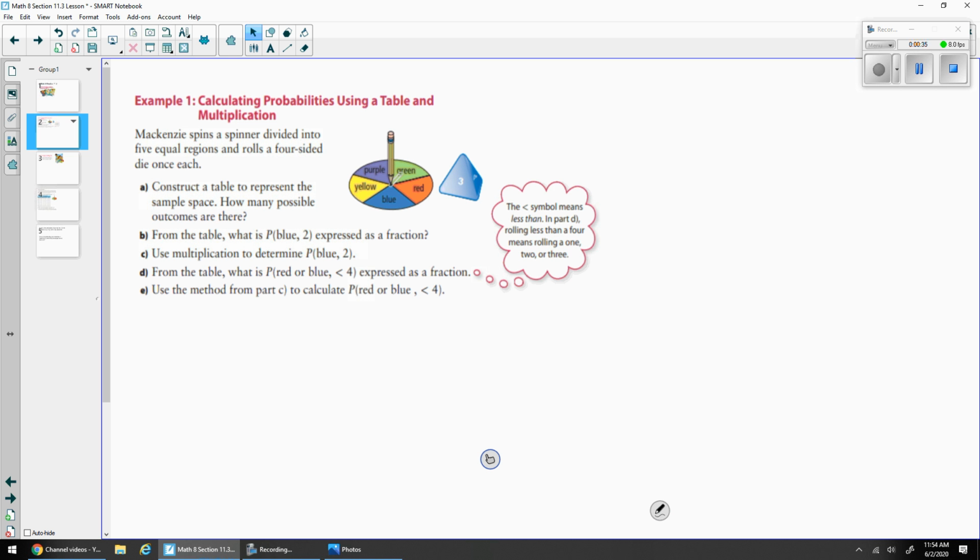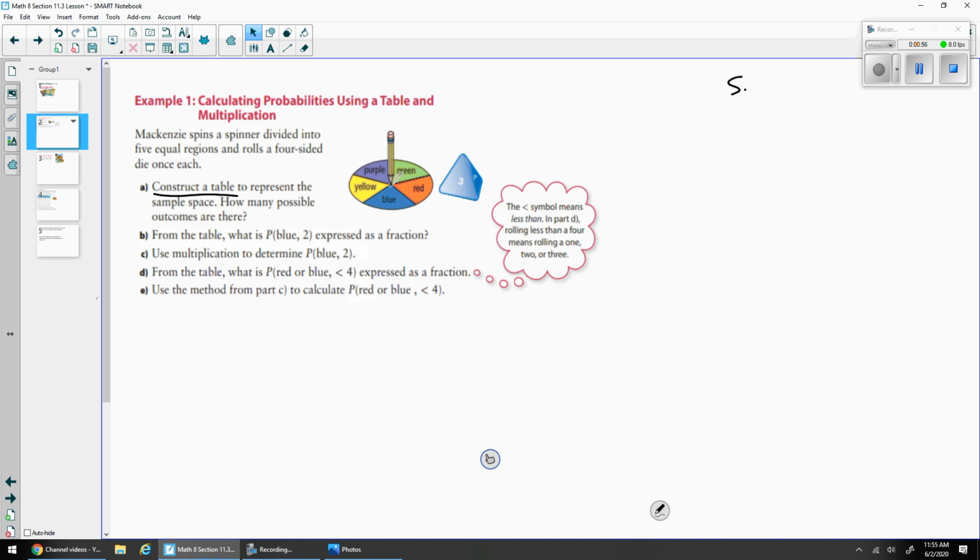So okay, we have the spinner. Mackenzie spins the spinner divided into 5 equal regions. Also rolls a 4-sided die. She does each of these once. So A asks us to construct a table to represent the sample space and then see how many possible outcomes there are. Okay, so let's do that.